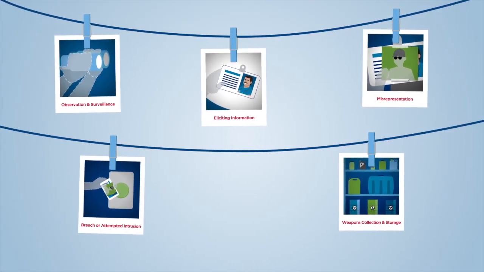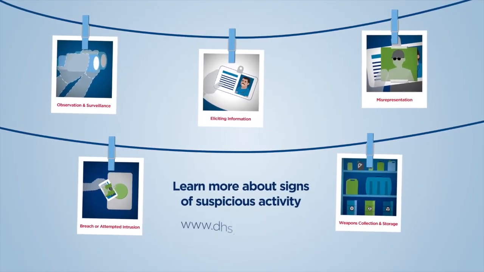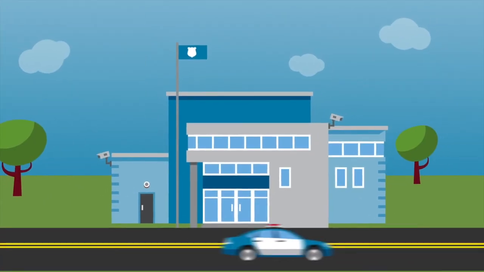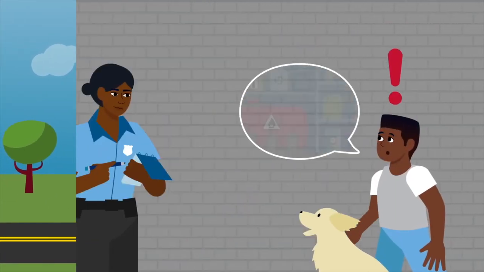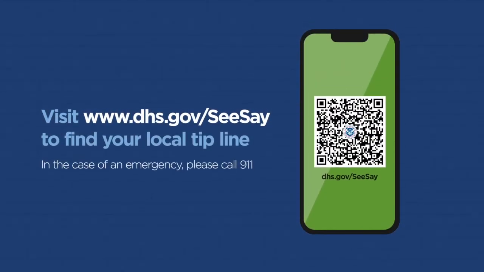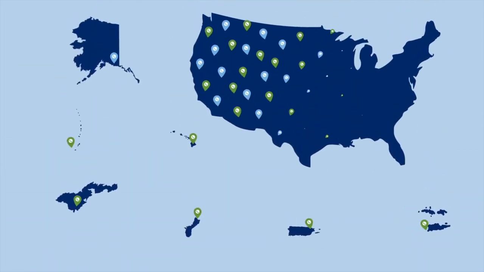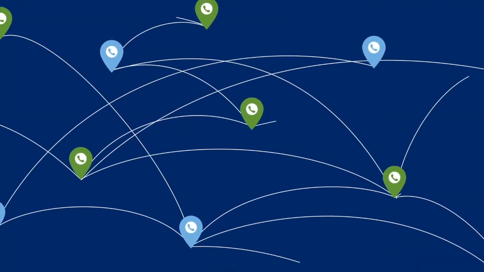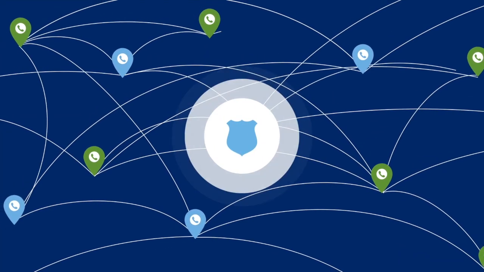You can learn about additional signs of suspicious activity by visiting dhs.gov/csay. If you see activity that exhibits the signs we've just reviewed, it's important to report it to local law enforcement. If there is an immediate emergency, please call 911. You can find your local tip line on dhs.gov/csay or by scanning this code. Each state, U.S. territory, and many cities have their own local authority where these reports of suspicious activity are received, analyzed, and shared with trained law enforcement officials.